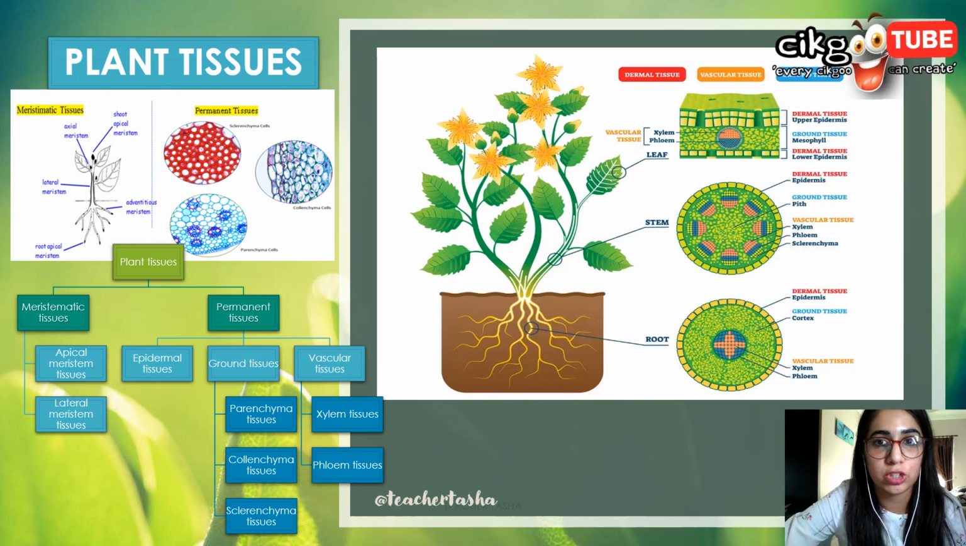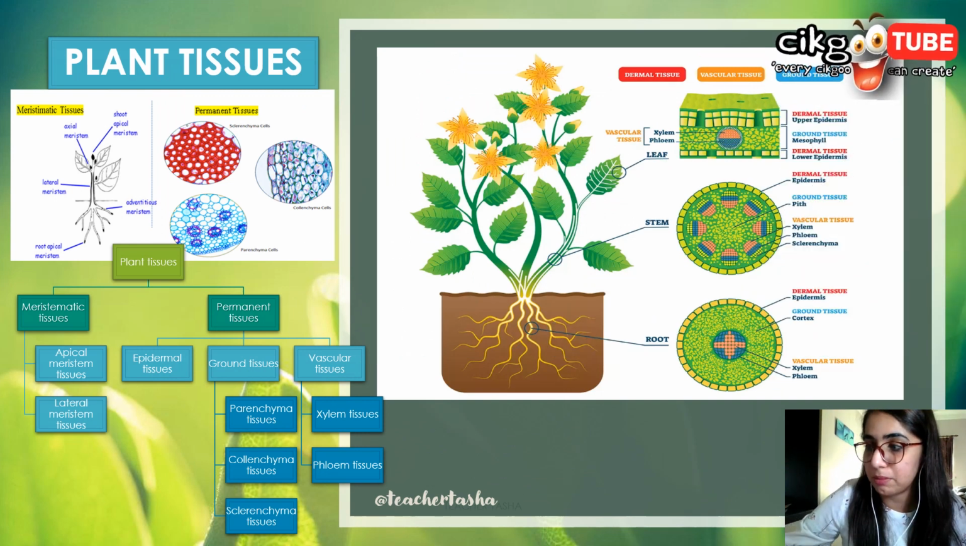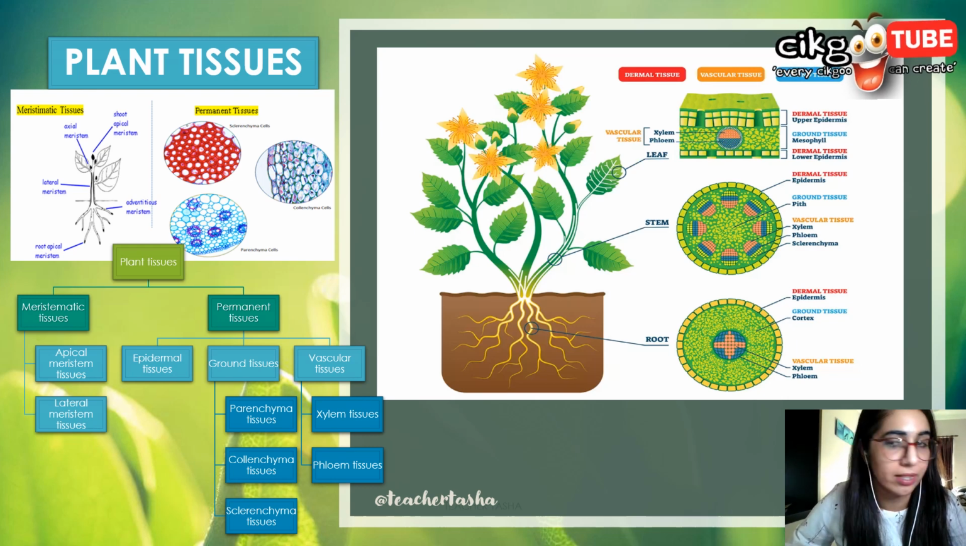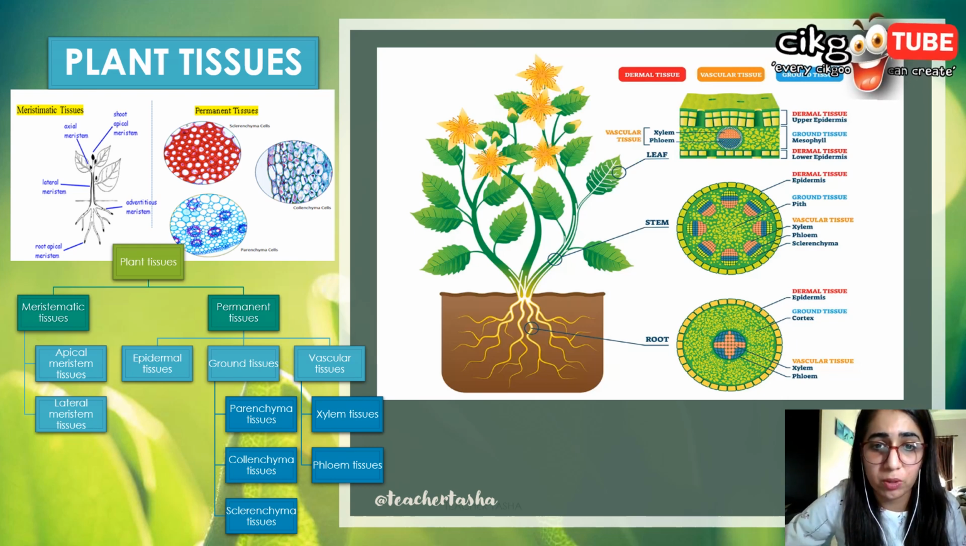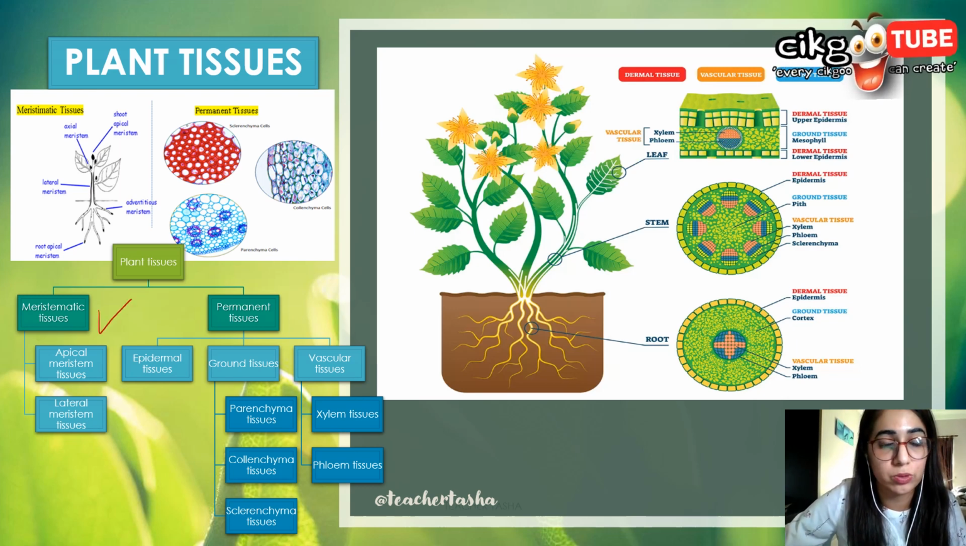Okay, so plant tissues. Now, plant tissues can be, oops, I lose my pen. Plant tissues can be divided into two. We have the meristematic tissues and also the permanent tissues. For meristematic tissue, we have the apical meristem and also the lateral meristem. What is apical? What is lateral?